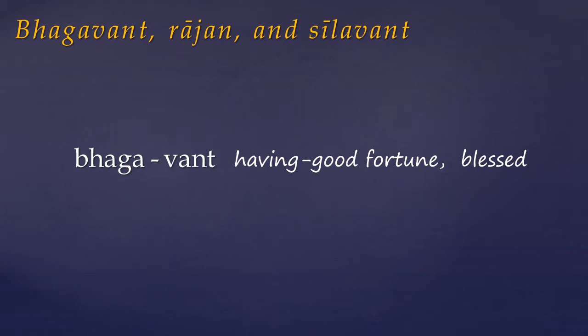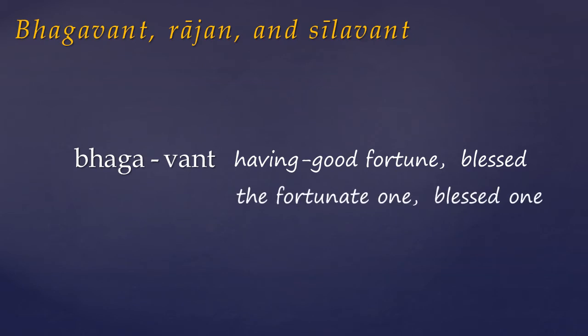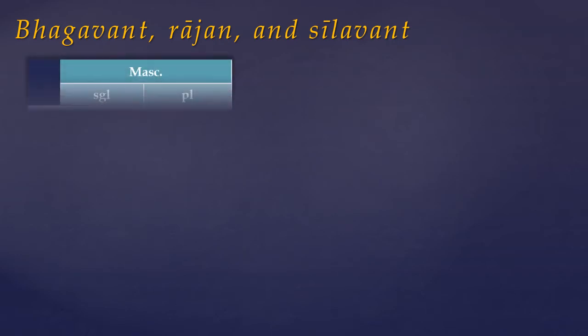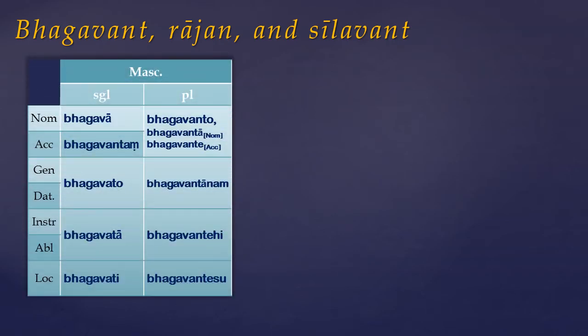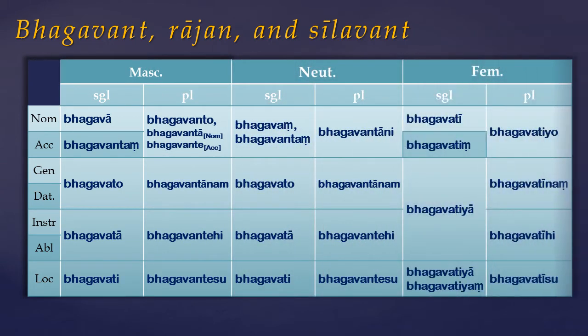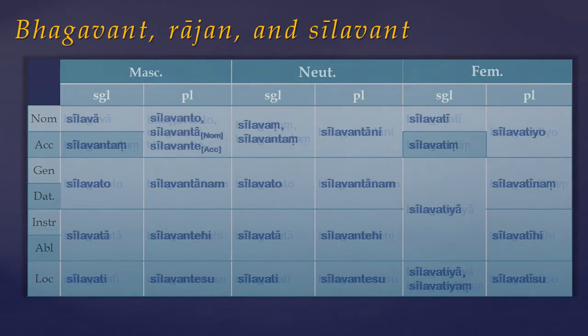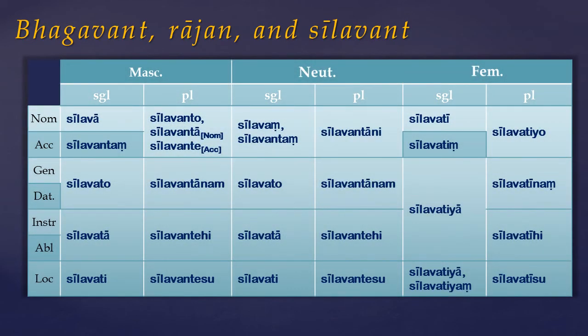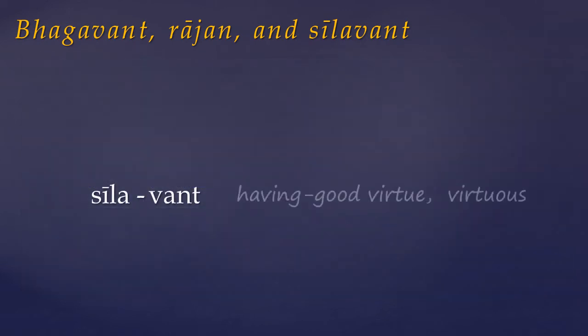And like any adjective in Pali, it can also stand as a substantive in its own right, when it means one who possesses such a quality. And so we get the fortunate one or the blessed one. Now we've seen the masculine declension before, but being an adjective it actually declines across all three of the genders. And sīlavant is similar in that it means to possess sīla, or virtue, and thus we get the virtuous one.